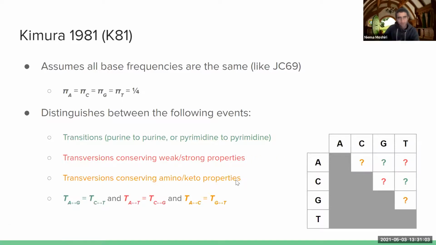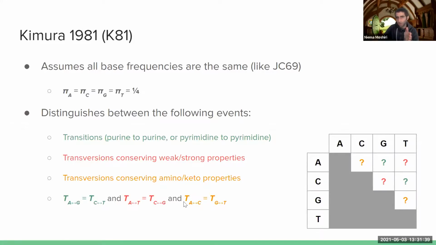Okay, then in 1981, he further expanded on his model to differentiate between 3 types of events. So transitions, so purine to purine, pyrimidine to pyrimidine, we already talked about that. But then even among transversions, he differentiated between conserving weak-strong properties, so A and T, like either A to T or T to A, or C to G or G to C, right? So these are conserving weak-strong properties versus transversions that are conserving amino or keto properties.